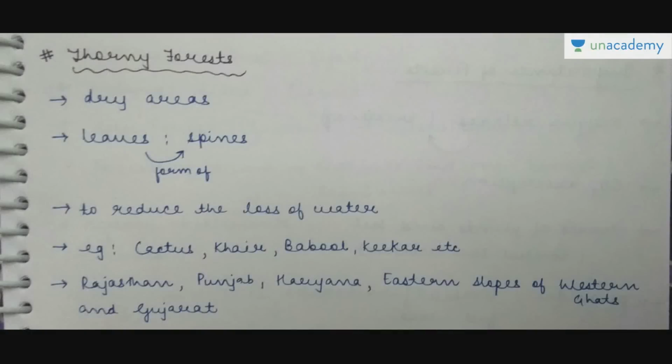Then the third type of forest is the thorny forest. We can again understand from the name itself. A thorn is a needle kind of thing. They are found in the dry areas, basically in the desert areas, and the leaves are in the form of spines. Why? So that there is less water loss by the process of transpiration. If the area of the leaf is more, more water will be lost. So if they have a needle or spine kind of thing, there will be less loss of water. Examples: cactus, khair, babool, kikar, etc. Some areas: Rajasthan, Punjab, Haryana, and some eastern slopes of the Western Ghats and Gujarat.